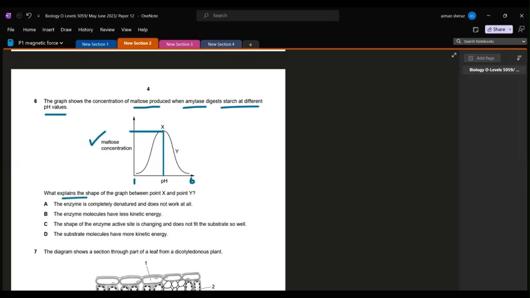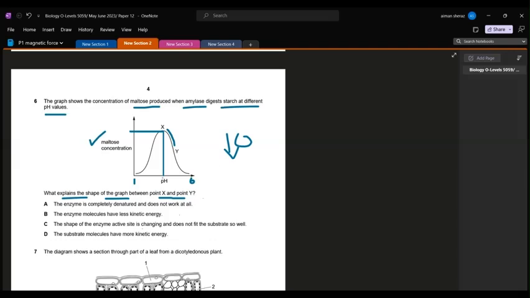Now they're asking you what explains the shape of the graph between point X and point Y. So between these 2 points, what does the shape of the graph indicate? You can see कि higher pH पर the enzyme activity is becoming slow and maltose concentration is decreasing. It is not becoming entirely zero, it is decreasing.